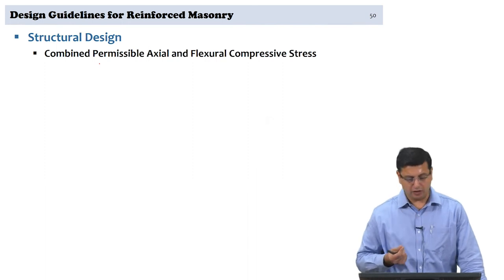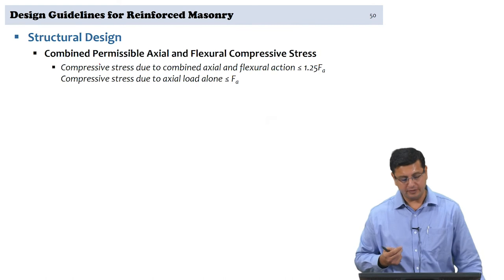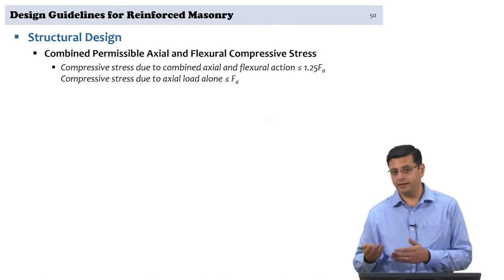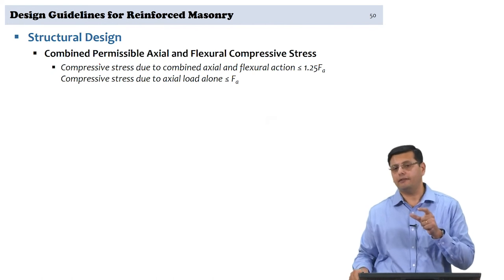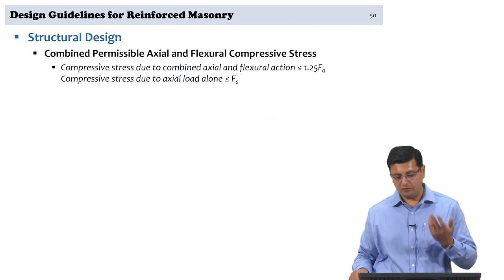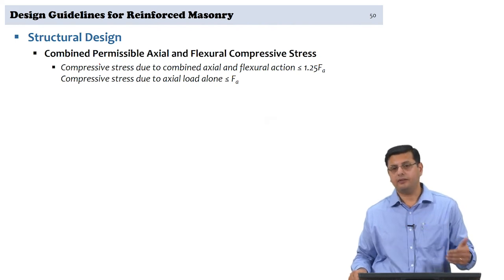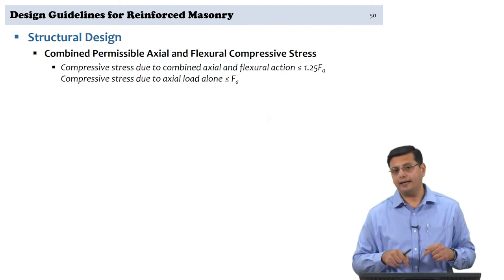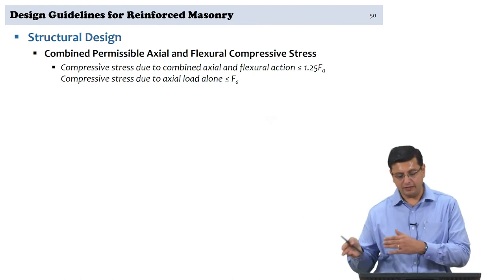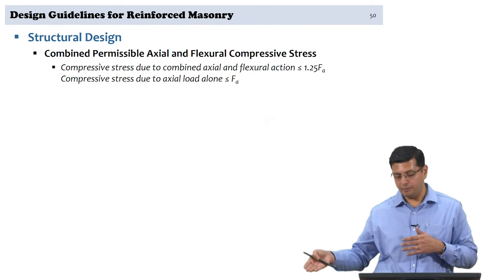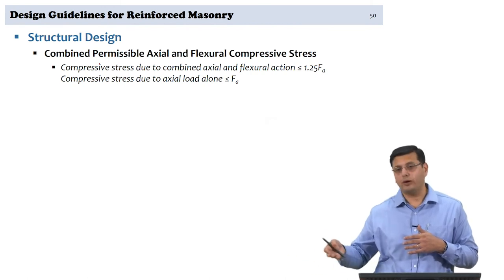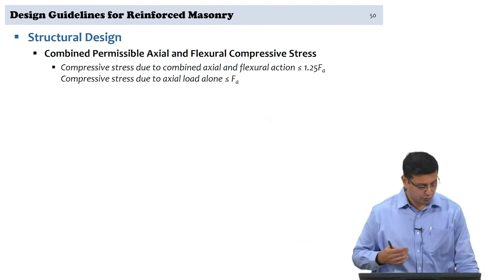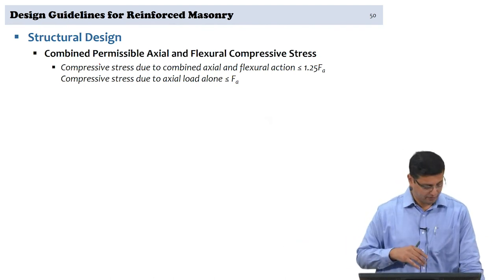In case you are looking at a combination of axial force and bending, then you had the earlier possibility of an increase in the permissible compressive stress accounting for the strain gradient. You could increase the permissible compressive stress for unreinforced masonry design by 25%, and that is again permitted in this design. If you have compressive stress due to a combination of axial force and bending action, then you can increase the permissible compressive stress FA to 1.25 times FA, but if there is no strain gradient, it is FA.